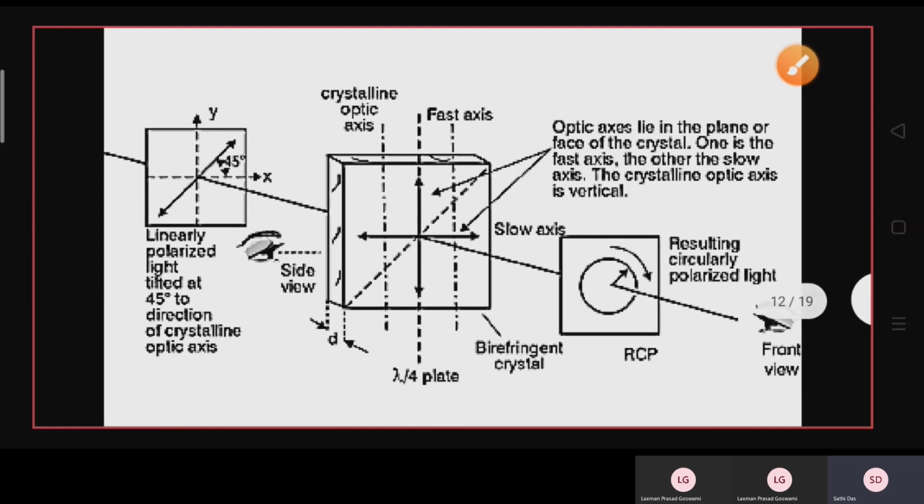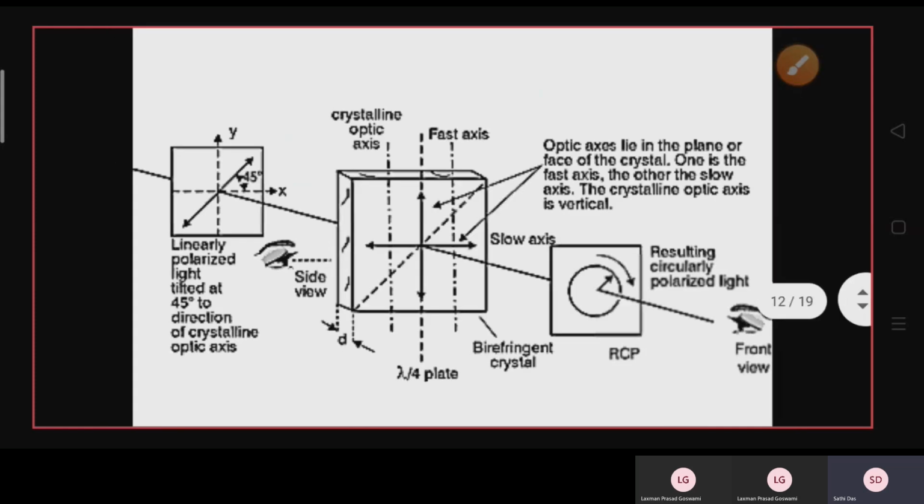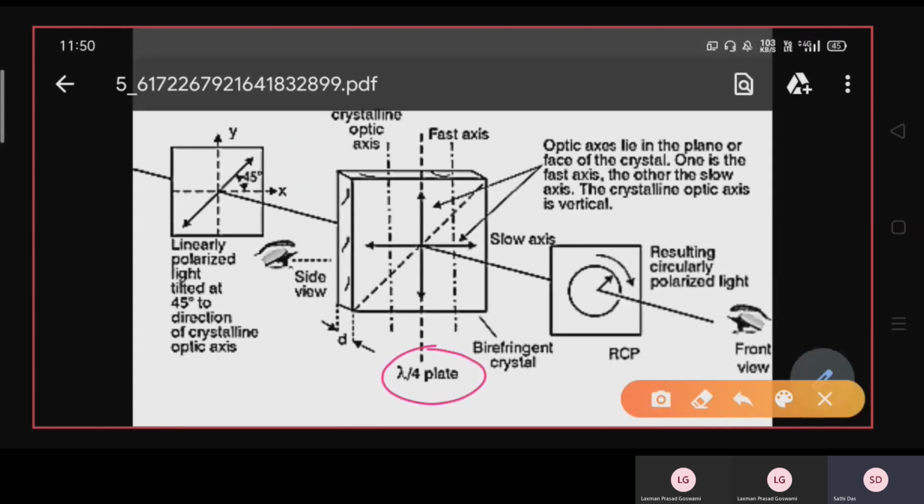So what is happening here? Suppose this is a crystal or lambda by 4 plate. Actually, a lambda by 4 plate uses calcite crystals or quartz crystals, which are capable of showing a birefringence pattern. Okay. So this is our linearly polarized incident light, and it should be tilted with this axis at 45 degrees, okay, with the x-axis.